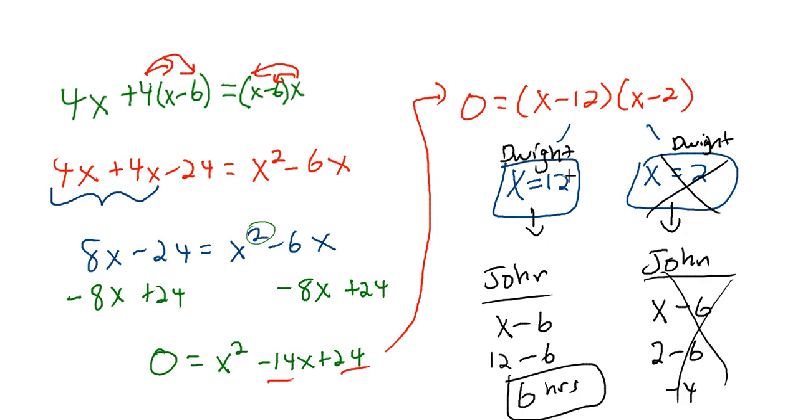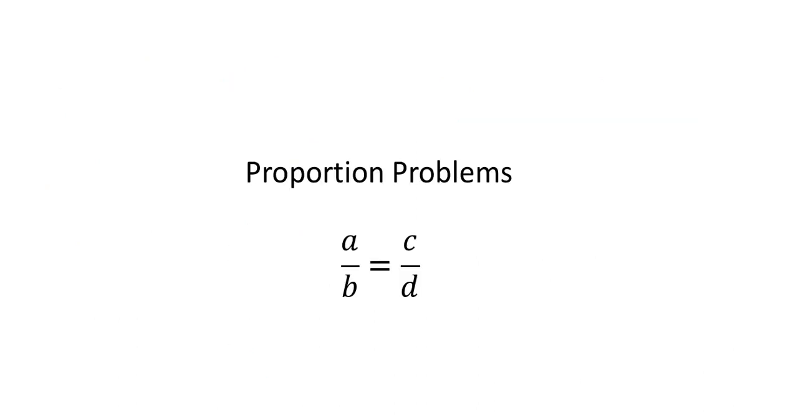So Dwight takes 12 hours, John takes 6 hours to do the job when they're working alone. All right, so sorry that problem took so long. This one I can guarantee will not take quite as long.